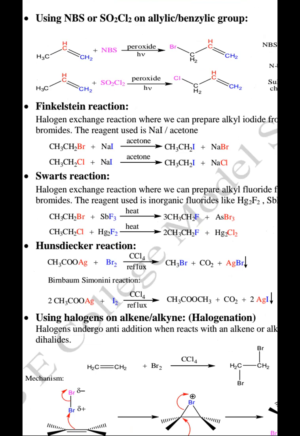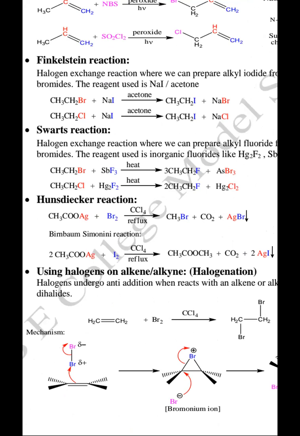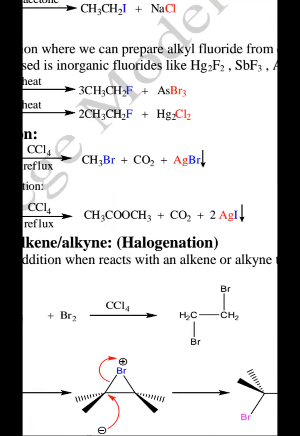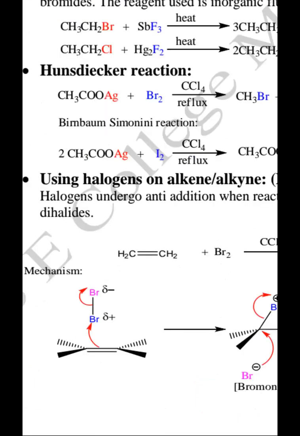Using halogens on an alkene or alkyne, the halogenation method can be another method to prepare alkyl halides, but we get a polyhalogenated product here. We can see the ethene molecule reacting with bromine in the presence of CCl4, and we have got an addition reaction. The two bromines are attached by anti-addition. We can see the mechanism here. The alkene molecule attacks one of the Br, which is delta positive.